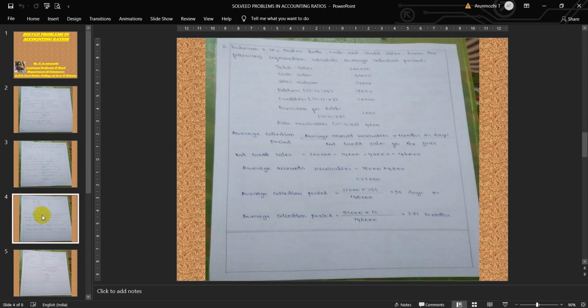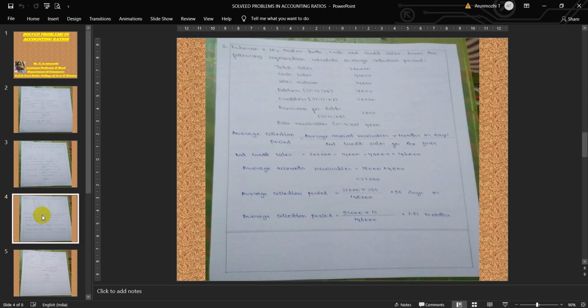Now we move on to the next problem of how to calculate the average collection period. Total sales is 2 lakh. Cash sales 40,000. Sales returns is 14,000. Closing debtors they have given 18,000. Creditors 20,000. Provision for debts 2,000. Bills receivable is 4,000.